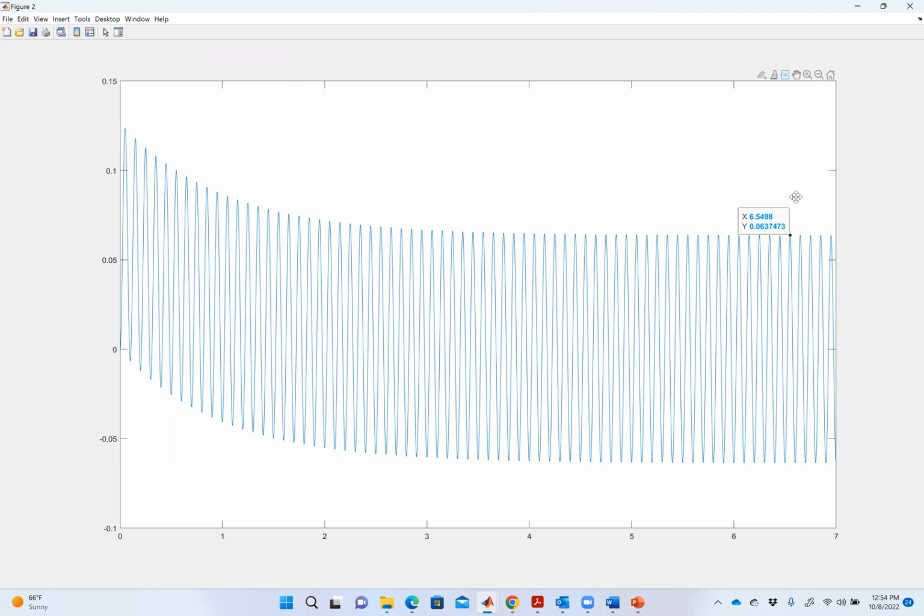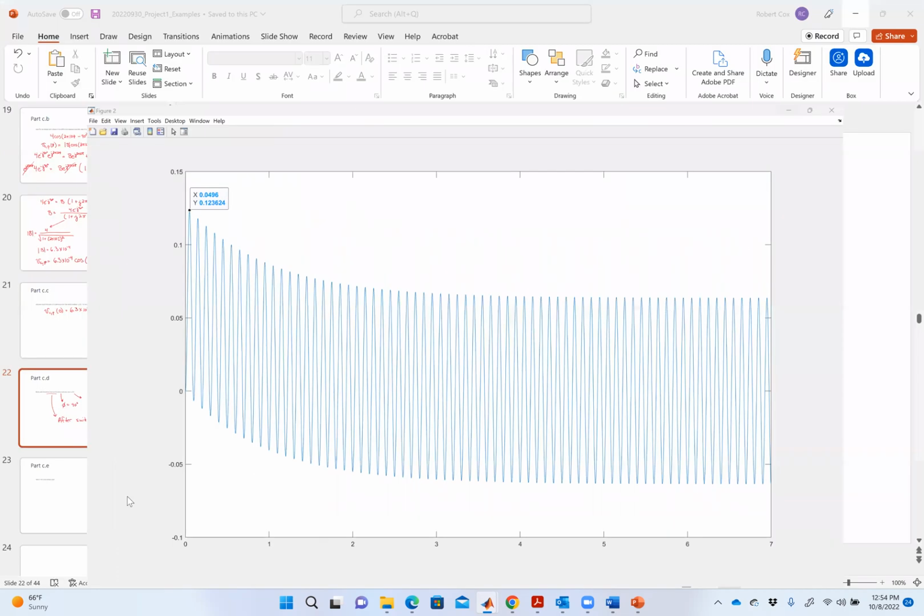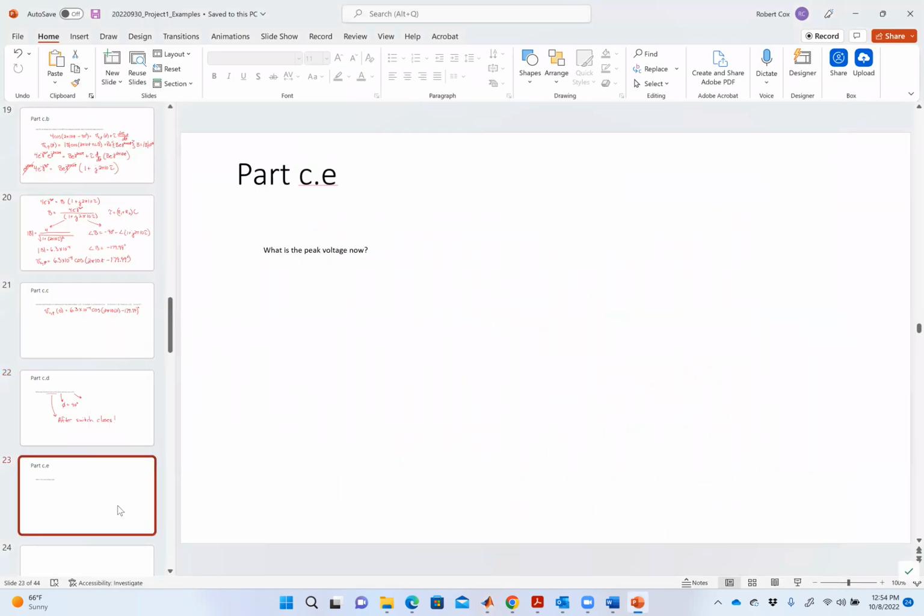So that's the peak value in steady state. If I look at the true peak value that I get during the transient, the highest value you ever get, right? Looks like this guy is 0.123, right? So in the last part, C dot E, it asks me what's the peak voltage now. It looks like it's 0.123, okay? So that's all we've got to do here.